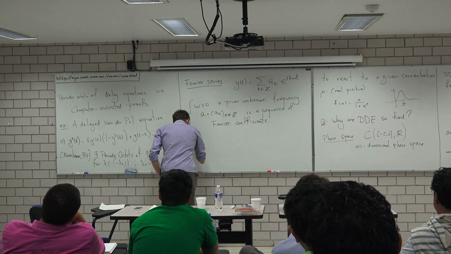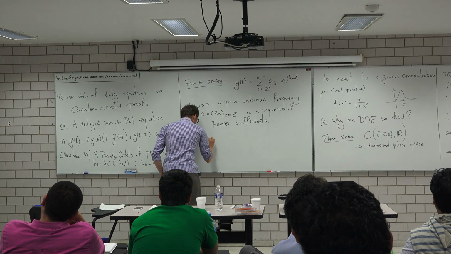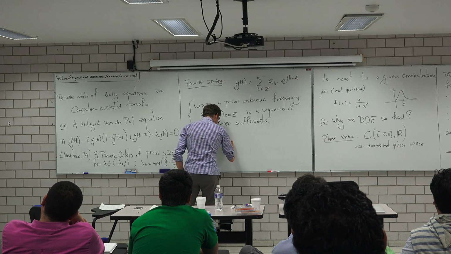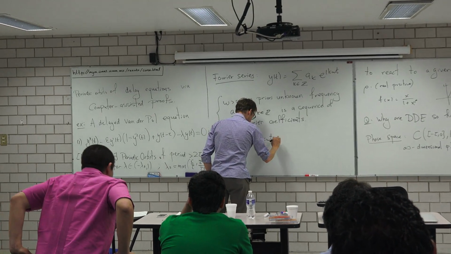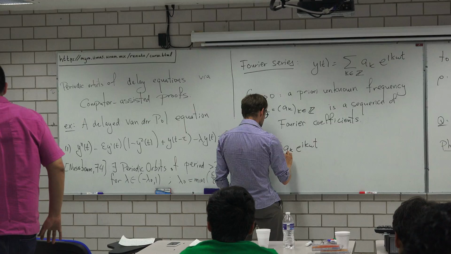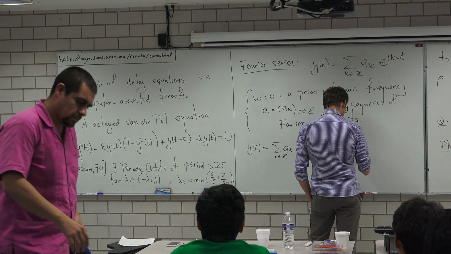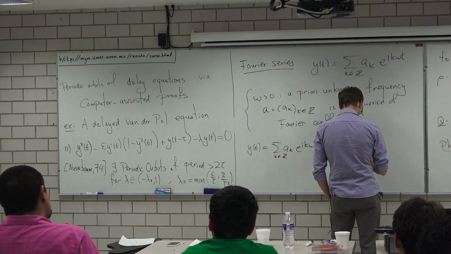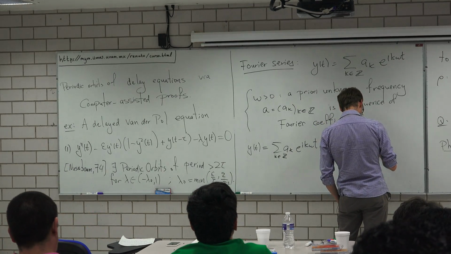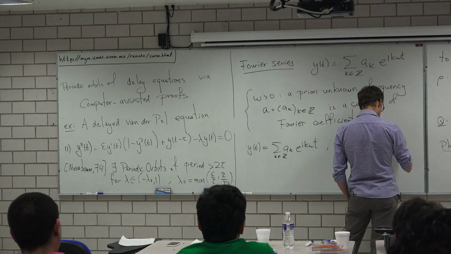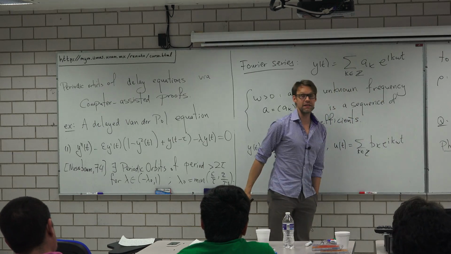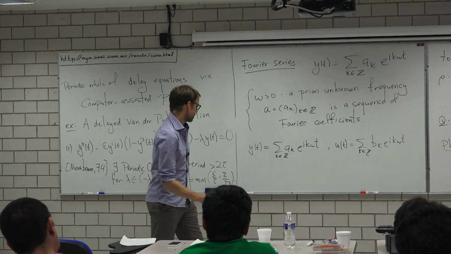To discrete convolution. So let's say y of t is given by the sum of a_k e to the i k omega t, k in z, and then say u of t is the sum of b_k e to the i k omega t. Then I define their discrete convolution.